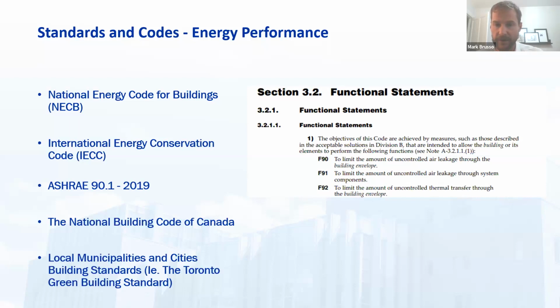As an example of what you would find, this was taken from the National Energy Code for Buildings. I took out section 3.2 just to generally show what it even talks about in that energy code. There's a section there with very high-level functional statements, and we will touch on some of these things in our presentation. Limiting the amount of uncontrolled air leakage in the building envelope, limiting the amount of thermal transfer through the building envelope. So these are two main functions of retrofitting and improving the building envelope that involve energy.